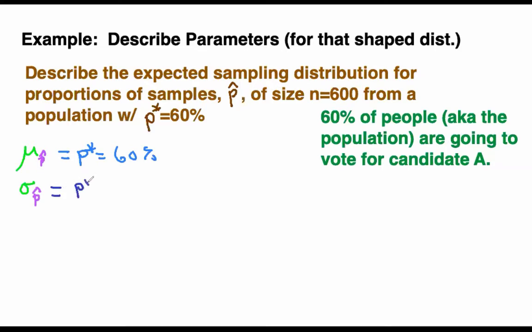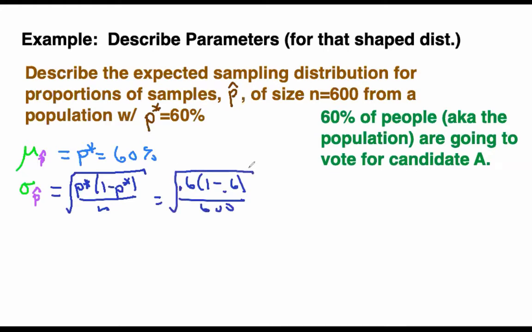Then to calculate the standard error, we need the formula: the square root of P star times 1 minus P star, divided by the sample size. So we plug in: 0.6 times 1 minus 0.6, which is 0.4, over 600. I'll let you do a little of the arithmetic, but 0.6 times 0.4 is 0.24, over 600. Taking the square root actually turns out to be a nice number, 0.02. It doesn't usually work out, but these end up being perfect squares, so we get the value 0.02.